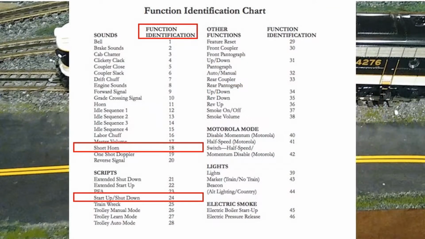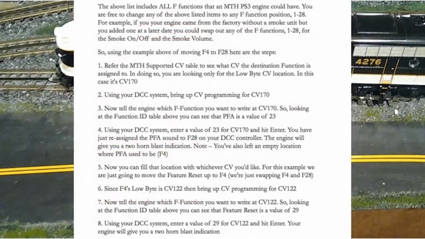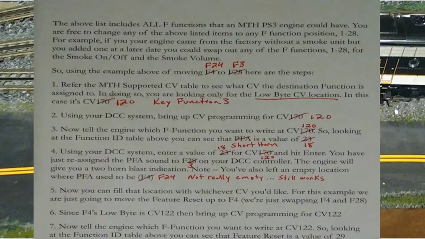On the next page, you'll see the corresponding function identification code for these two functions. These are the numbers you will type into CV120 and CV162 to make the swap. The next page of the manual provides a 4-step instruction to change the function CV, and then 4 more steps for the second function CV. I actually printed this page out and hand wrote in all the numbers I'm going to be working with so I could follow these instructions and avoid confusion.